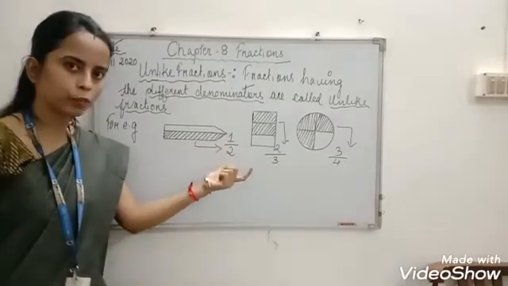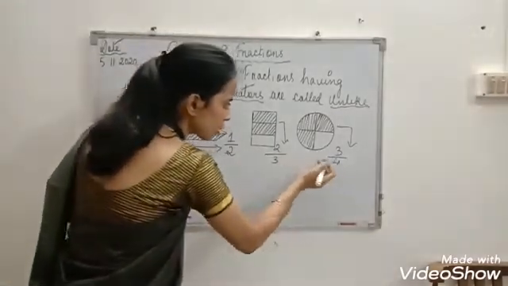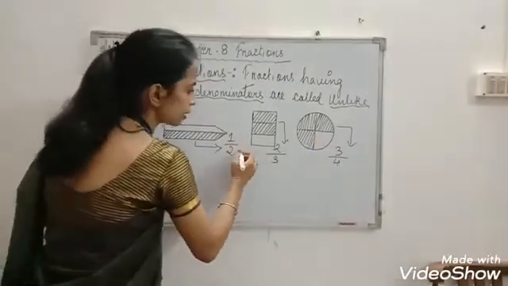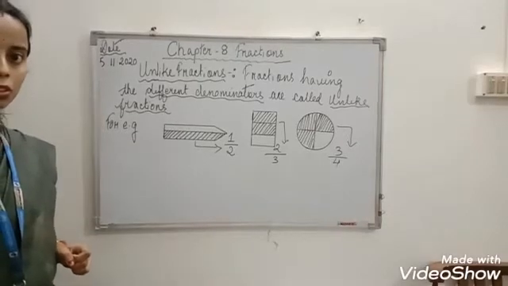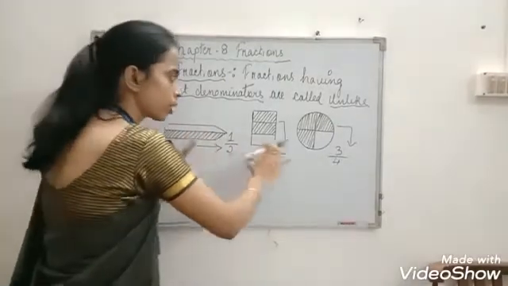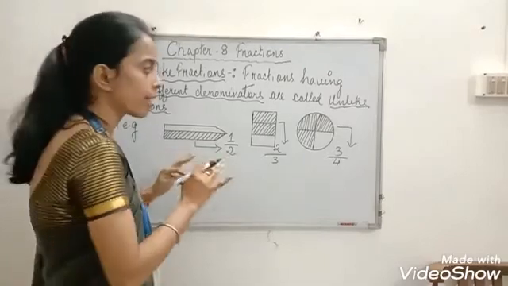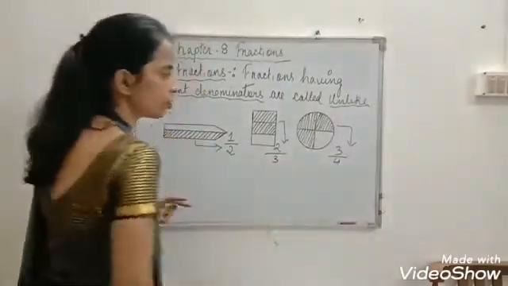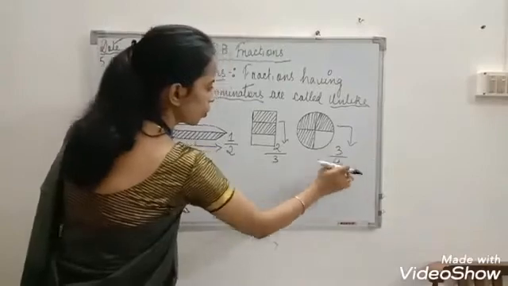Here, what can you observe, children? That the denominators are not the same. Thus the fractions' denominators are different. So from this we can say that these are all unlike fractions. They are not like, they are unlike. Right? They don't have common denominators. Their denominators are different: 1 by 2, 2 by 3, 3 by 4.